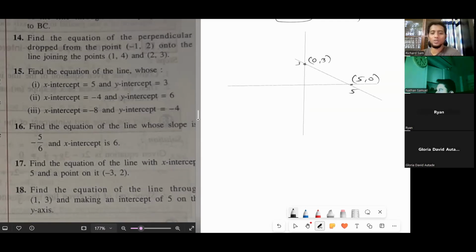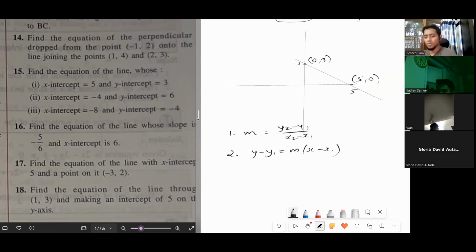You're converting it into a two-point formula, which means first you find the slope, and second you use the equation of a line formula, which is y minus y1 is equal to m into x minus x1. The m formula is y2 minus y1 upon x2 minus x1. Find the slope first, then substitute in the second formula and get the equation of the line. Is it in your book?